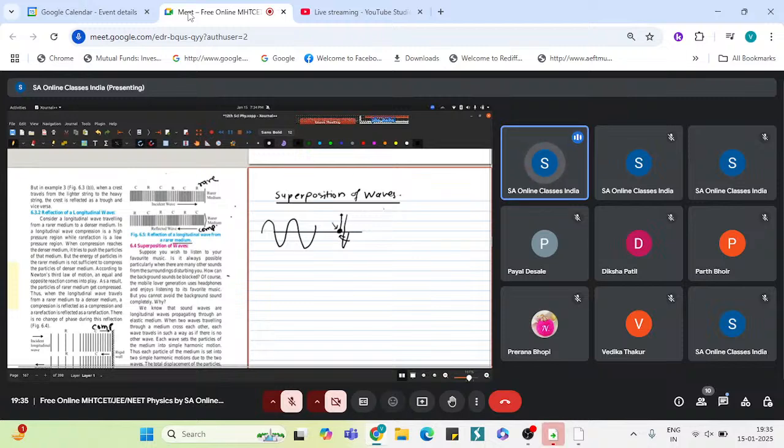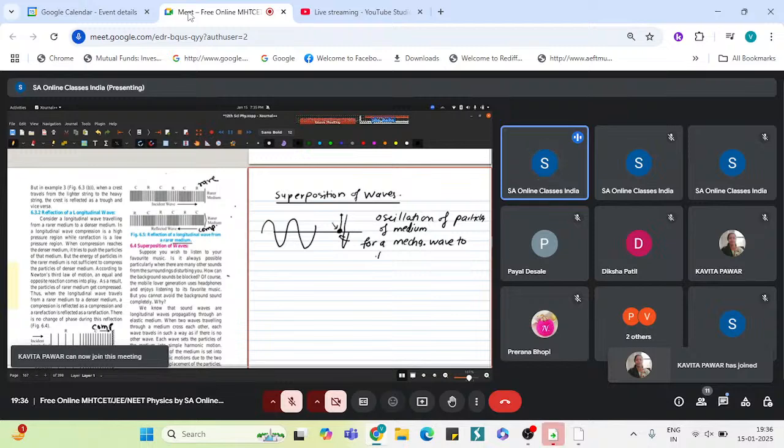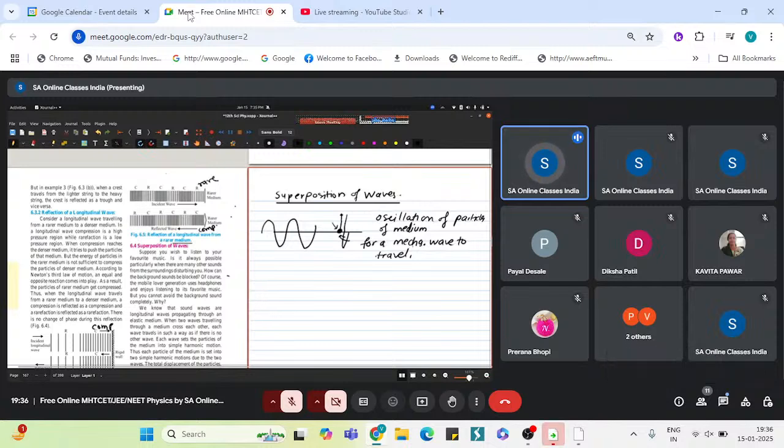So for a wave to propagate, you need oscillations of particles of the medium for a mechanical wave to travel. Essentially, every mechanical wave will pass because each particle of the medium is oscillating about its mean position.